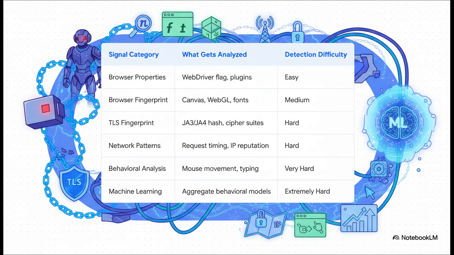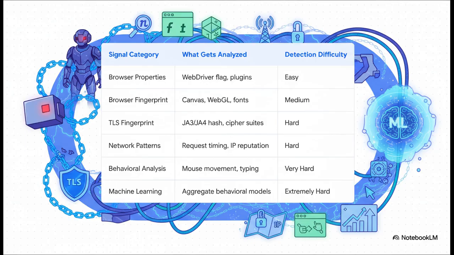They started analyzing your browser's unique fingerprint, little things like the fonts you have installed or how your computer renders graphics. Then it got even crazier, escalating to your TLS fingerprint, which is like a unique signature for your secure web traffic and your network patterns. And today, the most advanced systems are using behavioral analysis and machine learning. They are not just checking what you are anymore, they are watching how you behave. Every click, every keystroke, every pause.